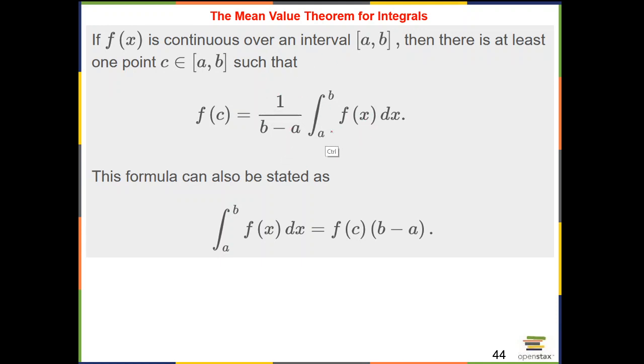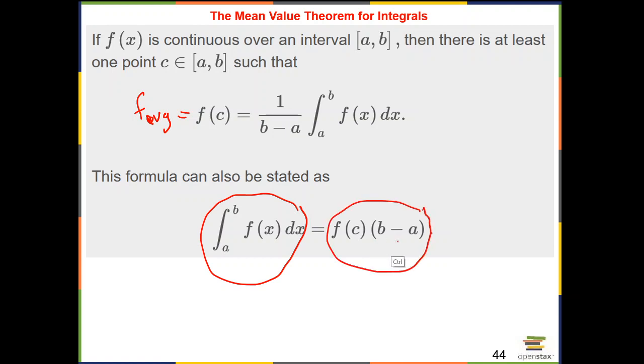As we discussed with f average, if you have a function f of x, the area under it between a and b divided by the distance between a and b is f at c, and c is a number between a and b. And this of course is f average. So this theorem says there has to be a number between a and b such that f at that number is f average. Now if you multiply both sides by b minus a, you get that the area under a curve equals f at c times b minus a.